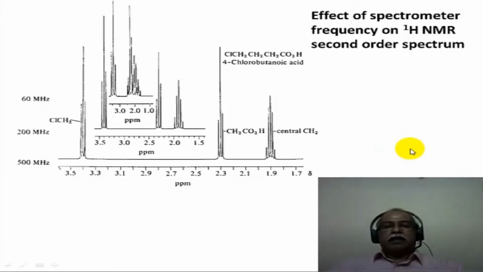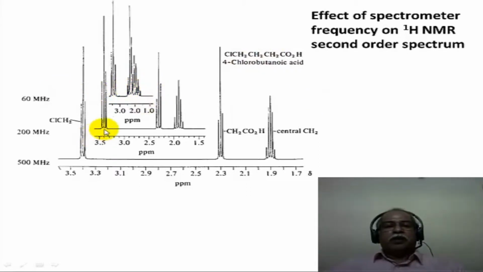This is clearly illustrated in the case of 4-chlorobutanoic acid. If you consider the 60 MHz NMR spectrum of 4-chlorobutanoic acid, which is the top spectrum shown here, the CH2 signals are essentially merging on top of each other, and there is very poor resolution. This is a typical second order spectrum for any alkyl chain of this kind. The CH2 that is attached to the chlorine has a higher chemical shift value because of the electronegativity of the chlorine. However, the other two CH2s are essentially merged on top of each other.